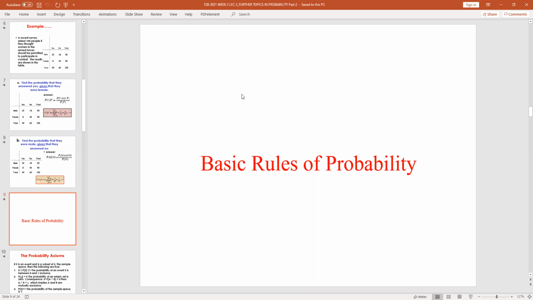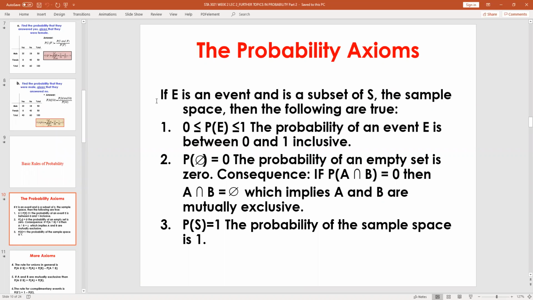Now I'm going to go into the basic rules. I'm going to call them the probability axioms. The probability axioms are just the rules. What are the rules that guide probability? Number one, and before I go into that, if I have any events, an event is a subset of a sample space.